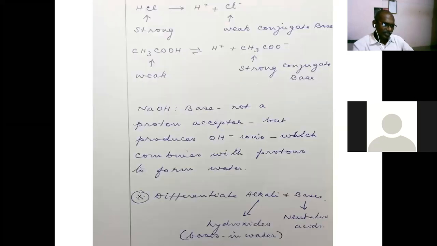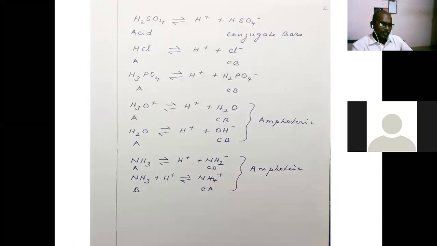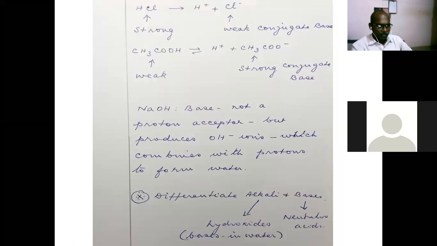So we have seen all these things earlier in biophysical chemistry. What are acids? What are bases? What is a conjugate acid-base pair? What is an amphoteric solution? And why do we say certain electrolytes are strong and certain electrolytes are weak?